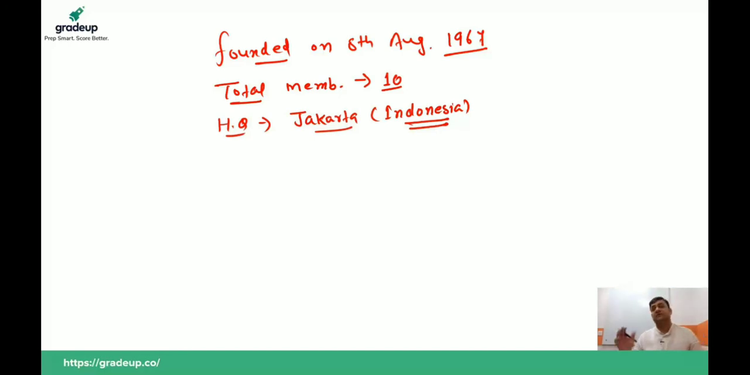What is the observer status? We can attend the meeting, we can give suggestions, but we don't have the right to vote. So we are given the observer status in ASEAN, and we are not a member only because geographically we are part of South Asia, we are not part of Southeast Asia.